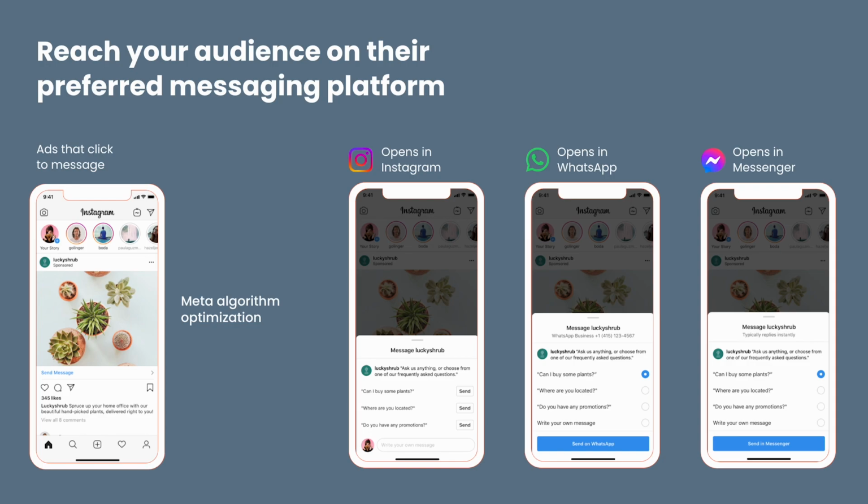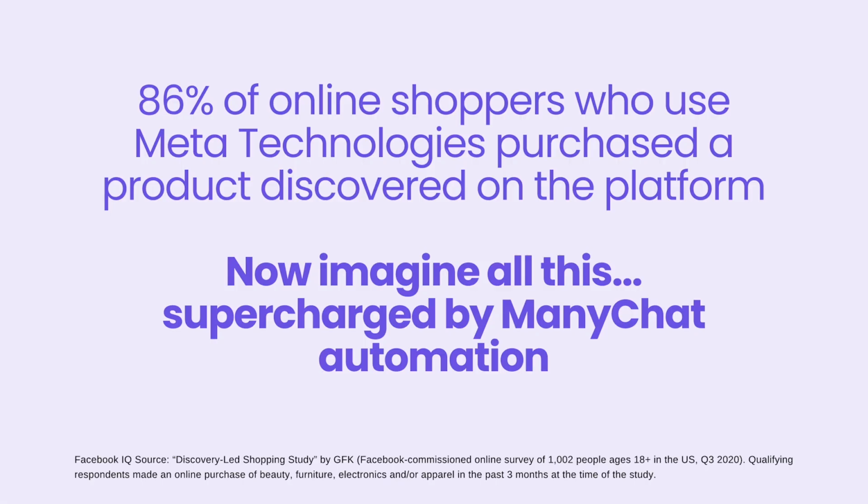One question you may have is, what messaging platform do I build for? Should I build for Messenger, Instagram, or WhatsApp? The correct answer is all of them. You don't need to choose. Meta's optimization algorithm allows you to run one ad and opens the conversation in the channel most preferred by the customer. In fact, 86% of online shoppers who use Meta technologies purchased a product discovered on the platform.